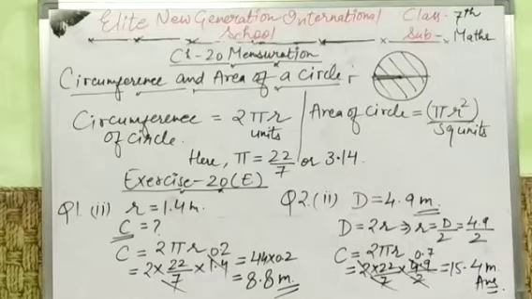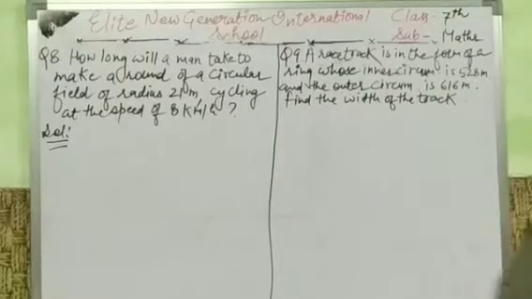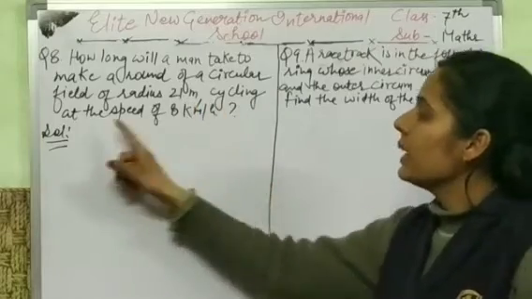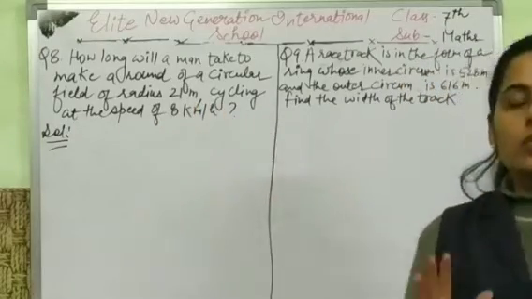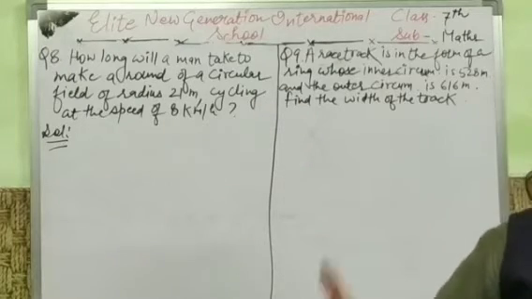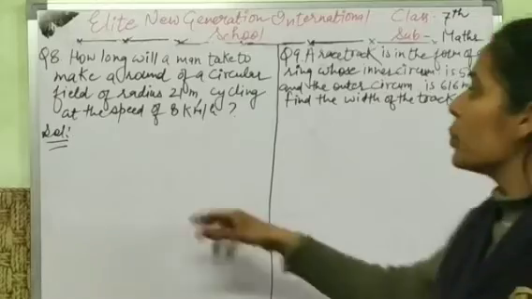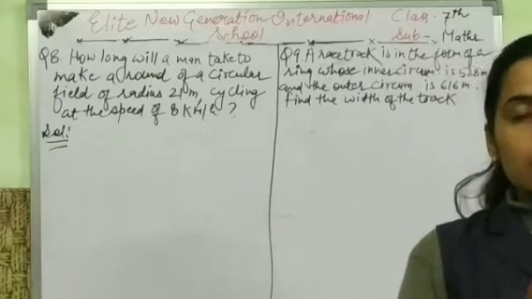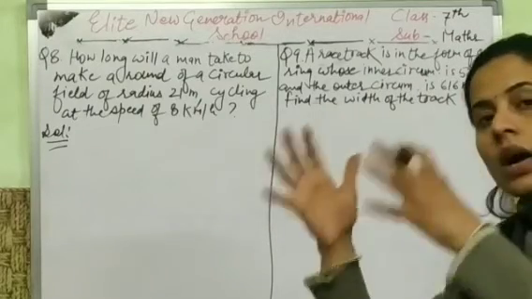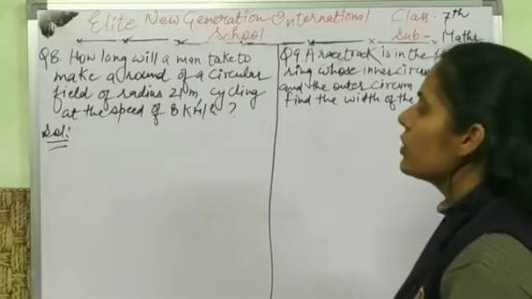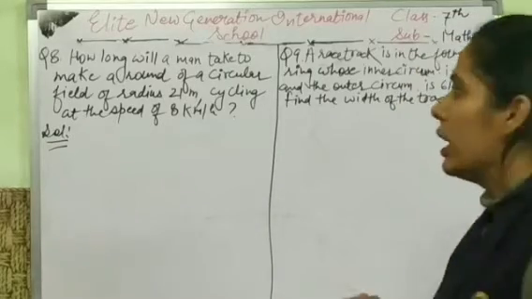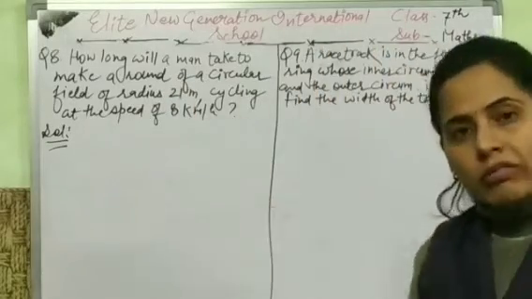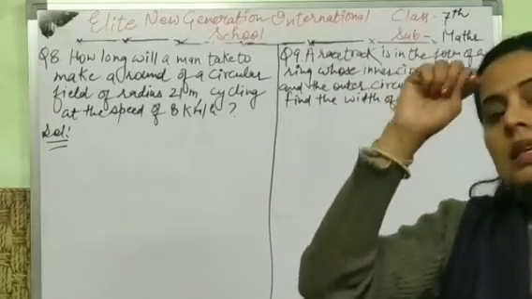Now let's solve some other questions. So here question number 8 is, how long will a man take to make a round of a circular field of radius 21 meters while cycling at the speed of 8 km per hour? So here the man takes a round of a circular field on a cycle at a speed of 8 km per hour. But we have to find the time that will be taken by the man to go around the circular field. Okay, so first of all, what is the information given here? Radius is given, and because the man takes a round around the circular field, it means he just covered the distance.